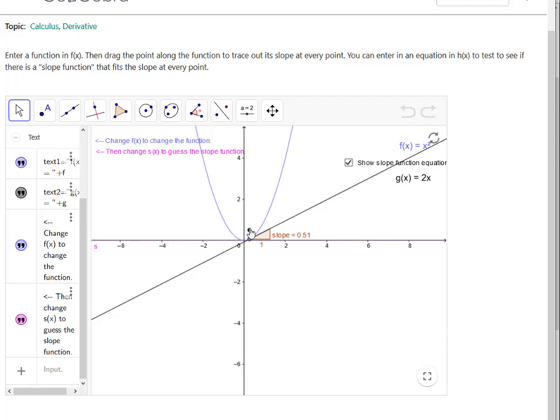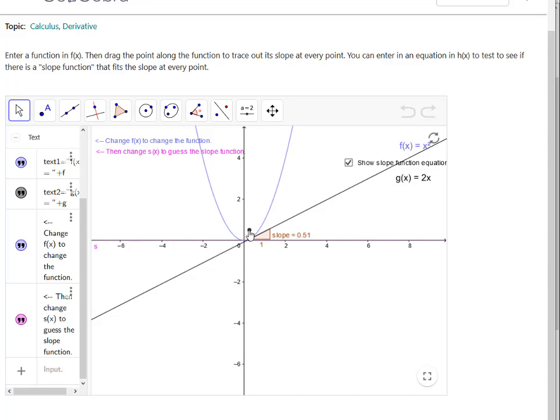So the height of this dot is the same as the gradient function. This is the same as the gradients. And as I drag this along, this simulation will plot more and more points that show what the slope is at this point.